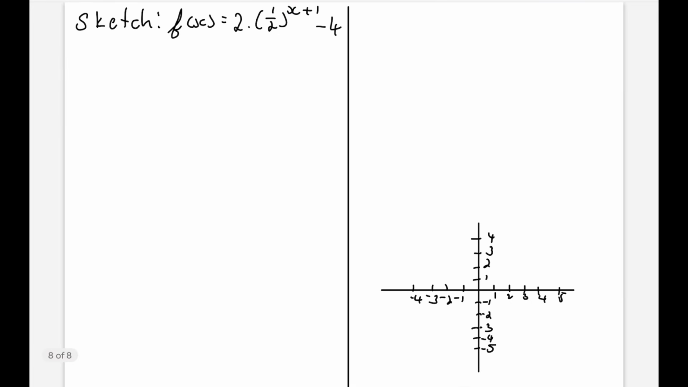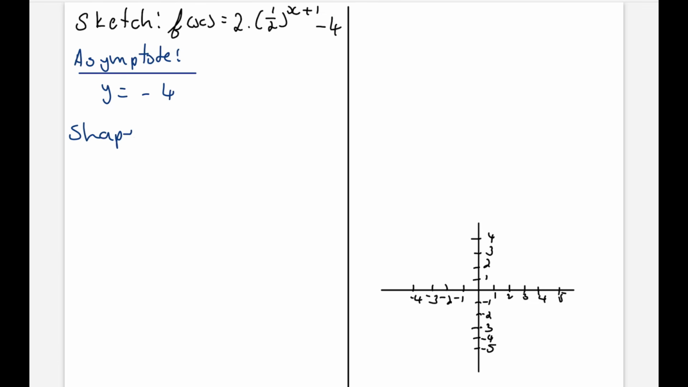Now, let's look at an example. We're being asked here to sketch f of x is equal to 2 times a half to the power of x plus 1, minus 4. To start us off, this graph would have an asymptote. Sorry, asymptote actually has one s, I think. It would have an asymptote at y is equal to q, and in our case, q is minus 4.